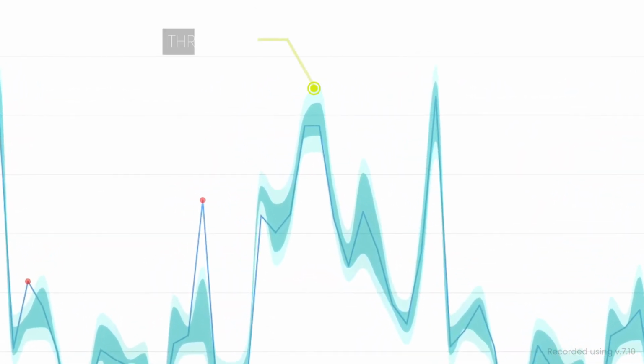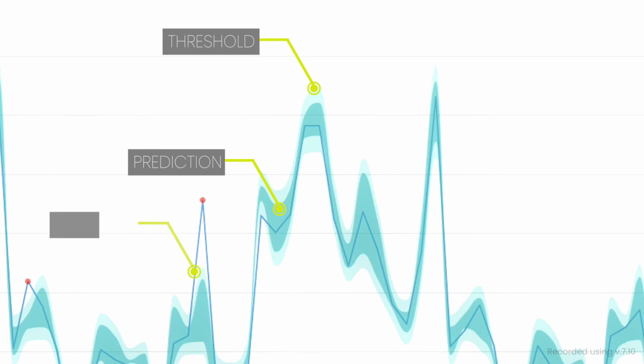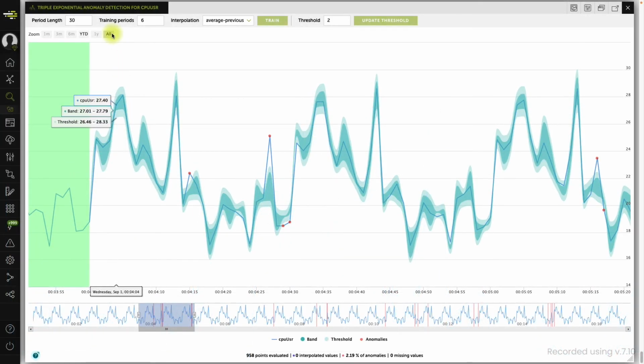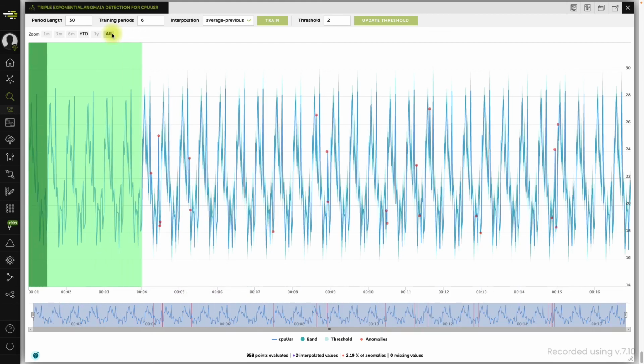The threshold is represented by the light blue band. The filled-in band is the range of expected anomalies predicted by the algorithm. The dark blue line is the data in the data table. Anomalies are shown as red dots on the bands. To go back to the default zoom, click the All button in the zoom area.